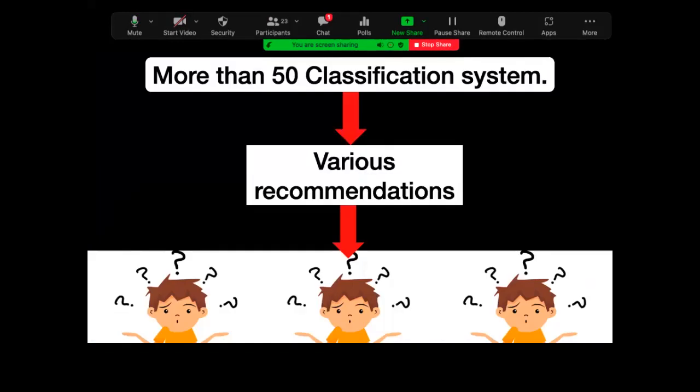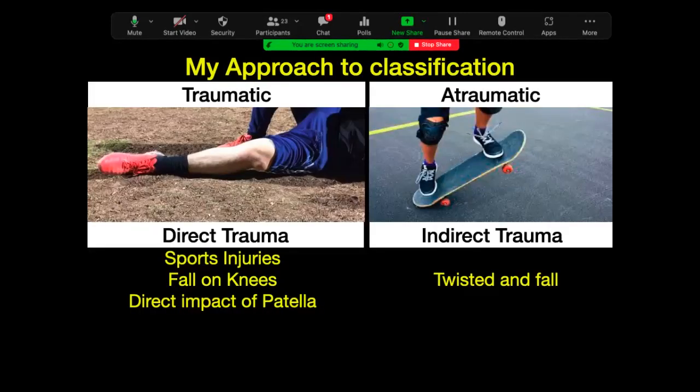So a summary of all my 4 days of literature about the classification is I found more than 50 different classifications, and they give various recommendations. So I was thoroughly confused about what to do with the classification and how to deal with them. So after reading about 100 papers, I came to the conclusion that if you divide your patellar dislocation into traumatic and atraumatic, probably most of these classifications fall into this one.